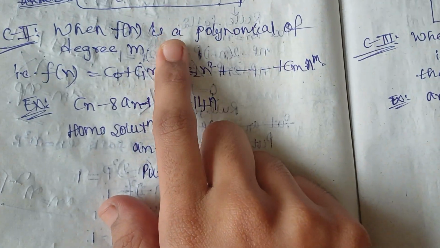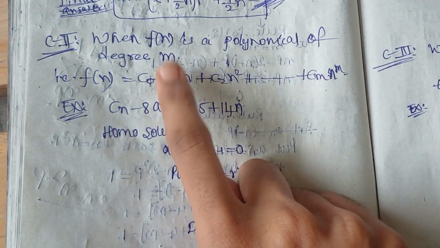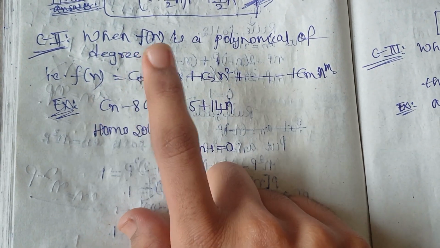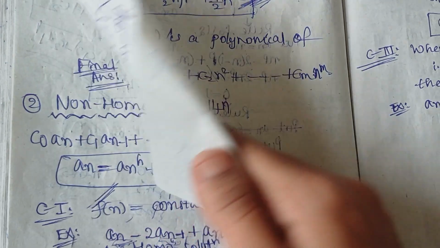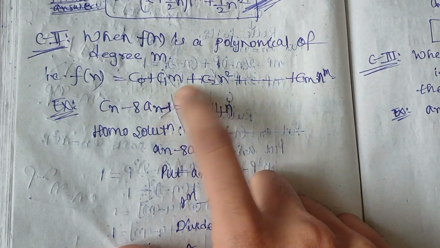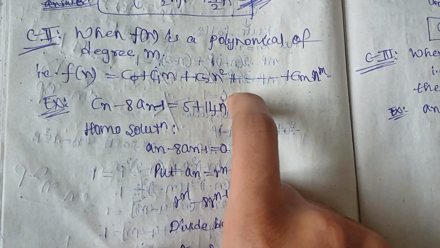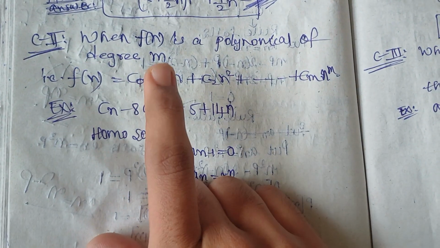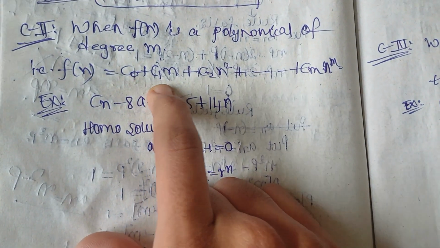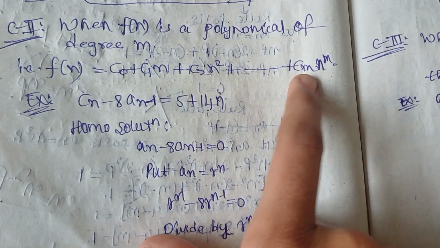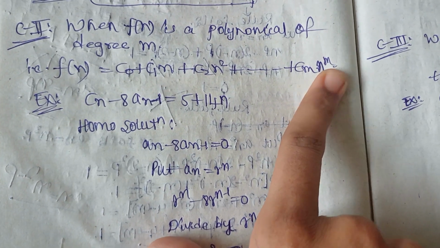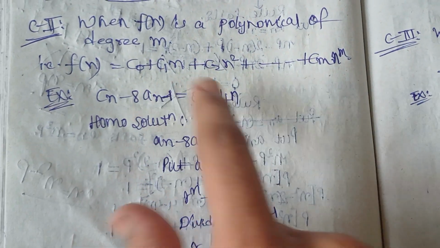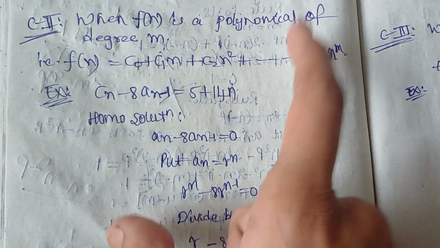When f of n is a polynomial of degree m, let us suppose your f of n to be c naught plus c1n plus c2n square and so on. So if your equation is in this way, that is, f of n is equal to c naught plus c1n plus c2n square and so on up to cm into n power m. So let us consider this example. You will be able to understand the difference between those two cases.